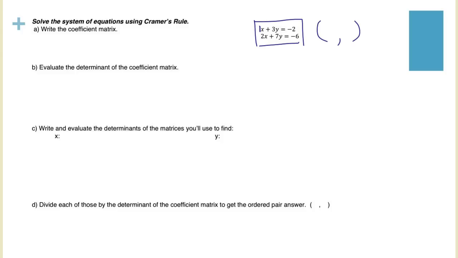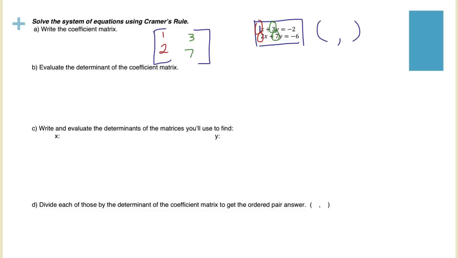So it says that step 1 here is to write the coefficient matrix. Remember, coefficients are the numbers in front of the variables. So those are my x coefficients, 1 and 2, and those are my y coefficients, 3 and 7. I've got this first one here all nice positive numbers, so we don't have to worry about too many negatives here. And so writing the coefficient matrix is just pulling out those numbers, 1 and 2, 3 and 7. Now we have a matrix just like we had in the last problems. We just created it ourselves. So then we're going to evaluate that.